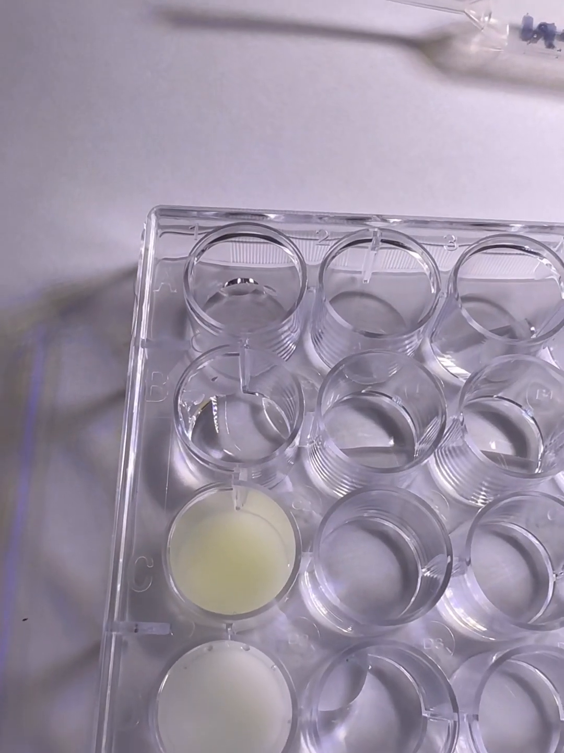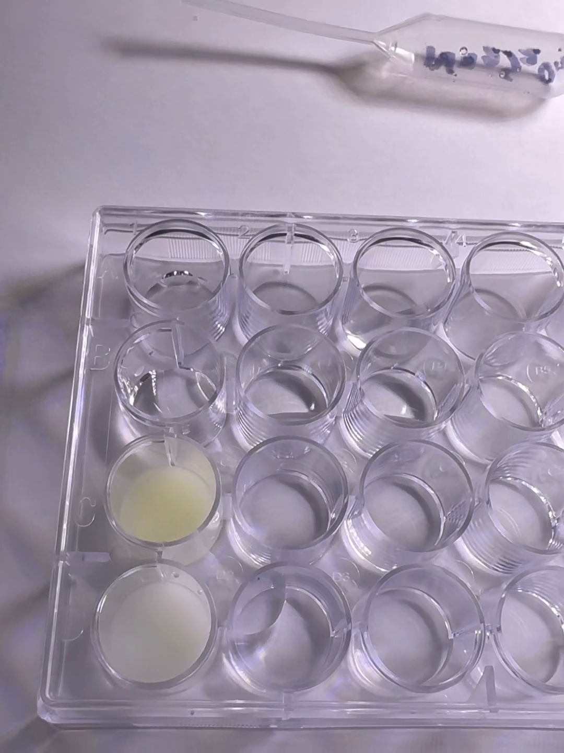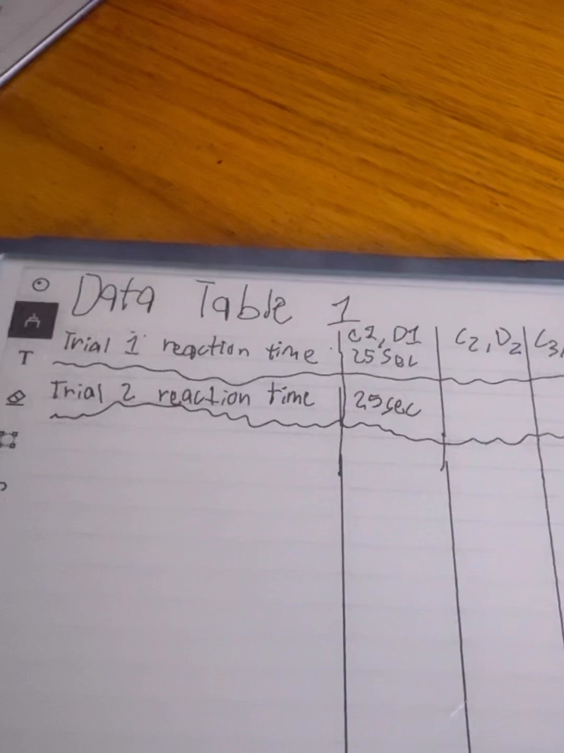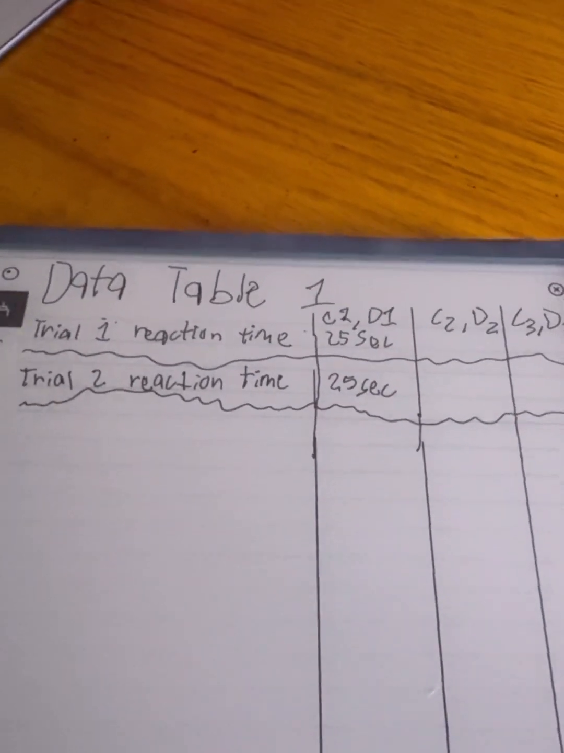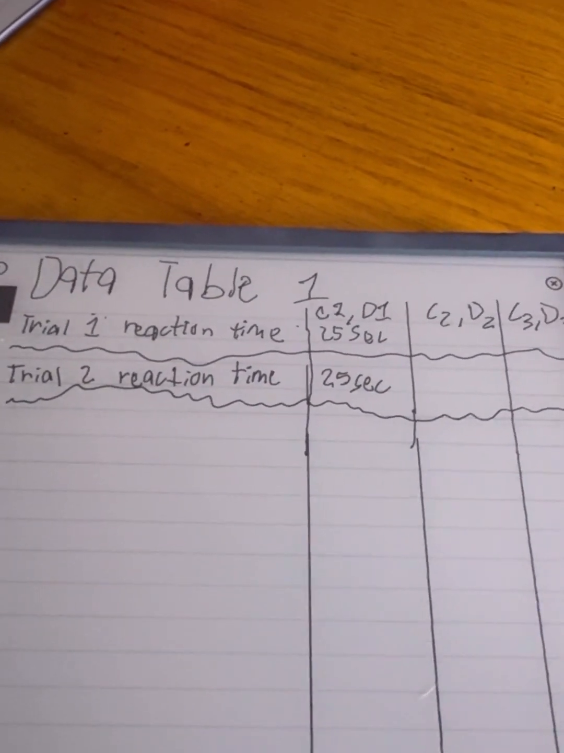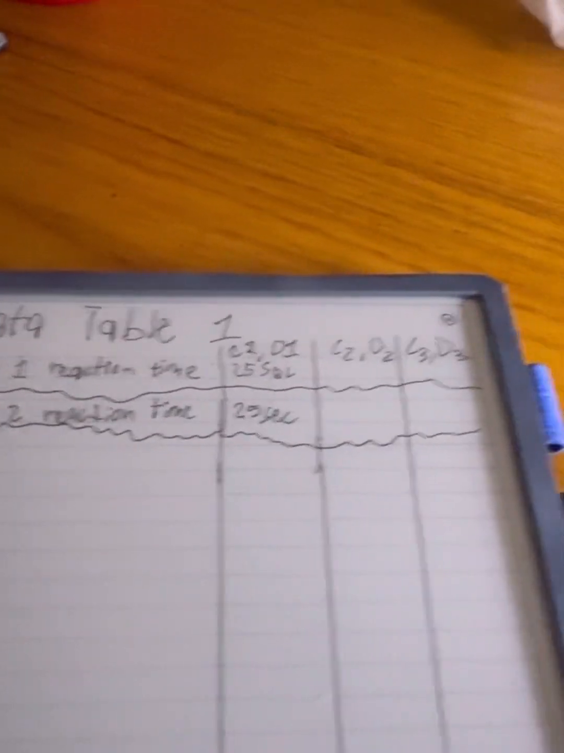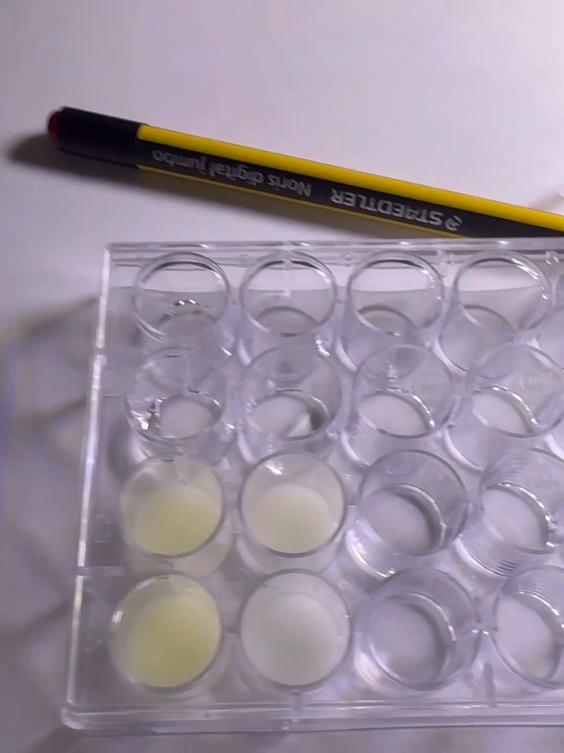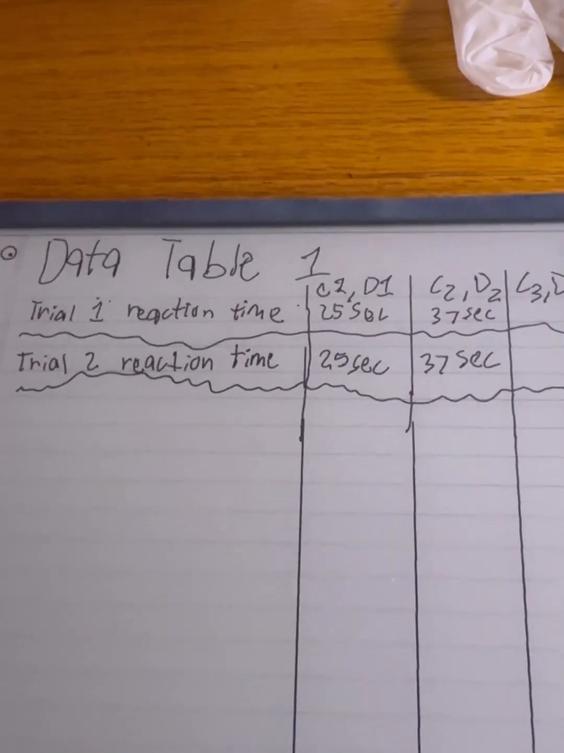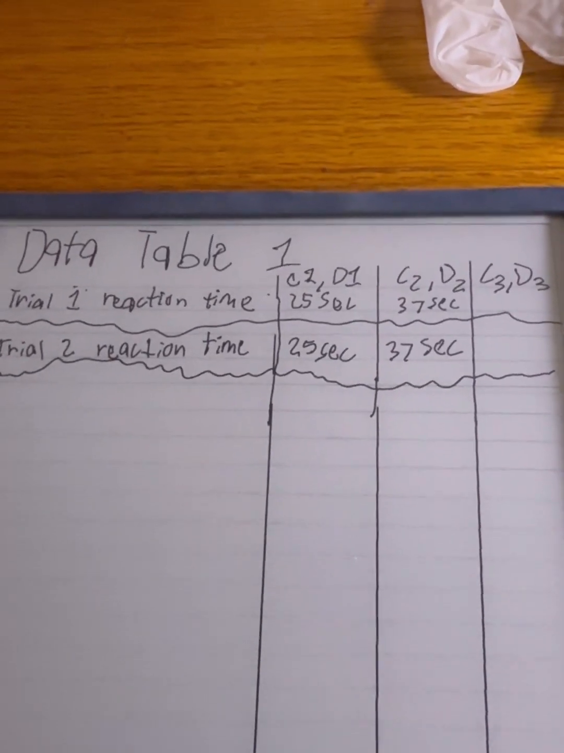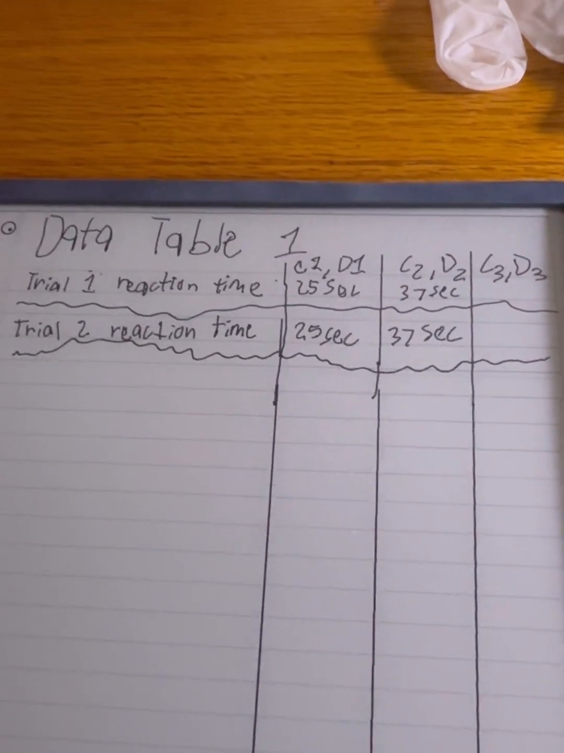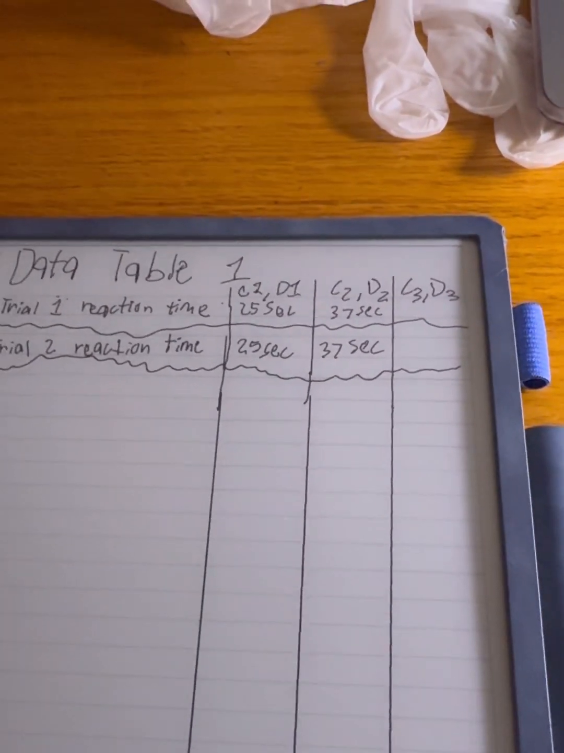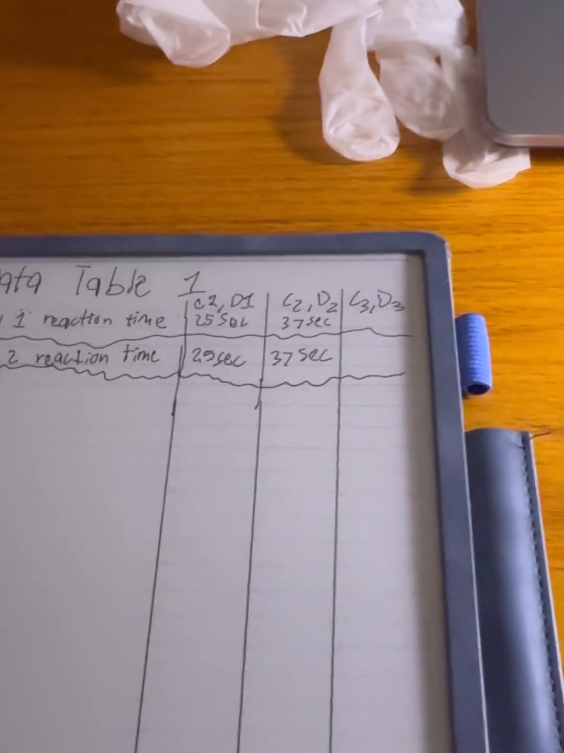So I've repeated the steps for D1, and I've recorded when the big black X had disappeared, and also for trial 2 reaction time for C1 and D1 is both taking them 25 seconds for the black X to disappear. So I've done the steps for the C2 and the D2 wells, and they took a little bit longer. So here are the results. So it's taken 37 seconds instead of 25 seconds for the black X to disappear. And now I'll do the steps for C3 and D3 and show y'all the results.